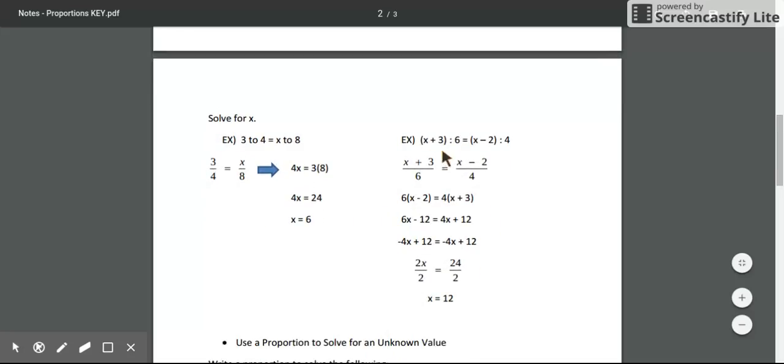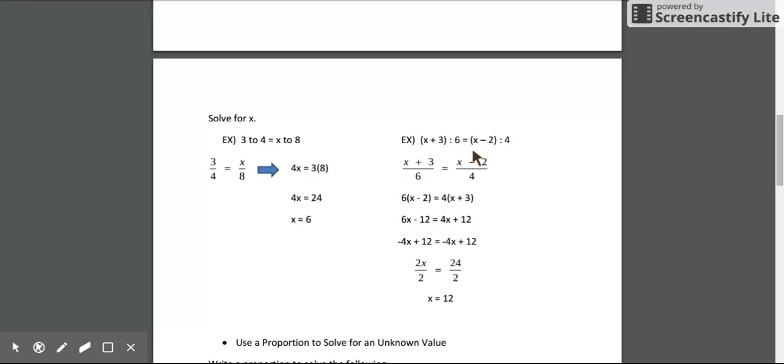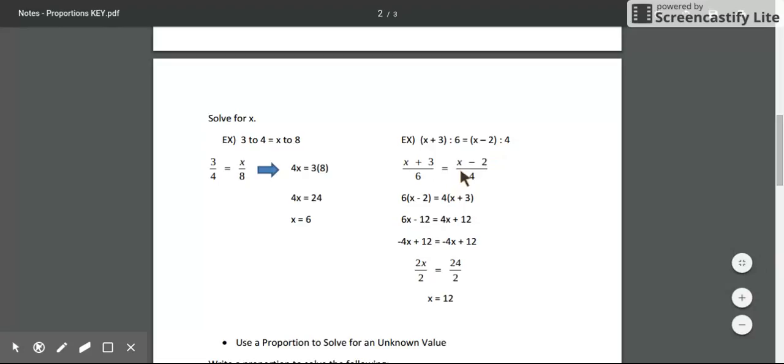One more example here, using colon form. Again, it looks really messy in that colon form, so rewriting it in the fraction form might help. So I have x plus 3 compared to 6. So let's write that in fraction form. Then I have x minus 2 compared to 4. We can cross multiply. So I'm doing 4 times the quantity x plus 3. So let's make sure we distribute when we multiply. We're multiplying 4 times x and 4 times 3. And then the other diagonal, 6 times the quantity x minus 2.